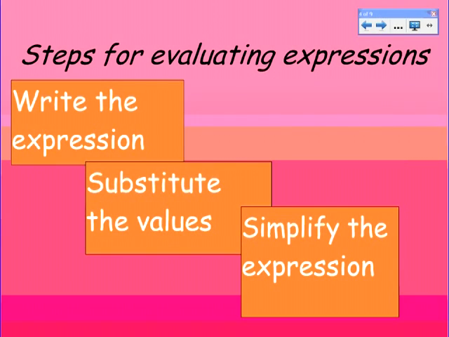Let's apply it. Steps for evaluating expressions. Take a note of this. If you can think of a mnemonic device for W, S, and S, go for it. I can't think of one off the top of my head, though. Write the expression. Make sure you write it out. It will help you. Substitute in your values. Once you get the number, you're substituting it in for your variable. Let's get rid of those letters. We don't like them. And then finally, simplify your expression.